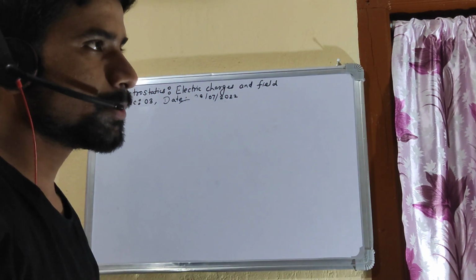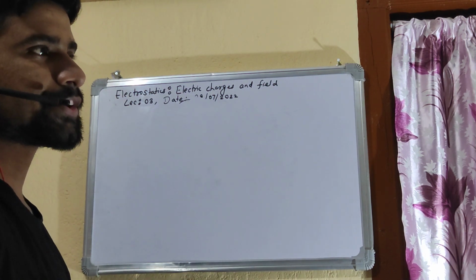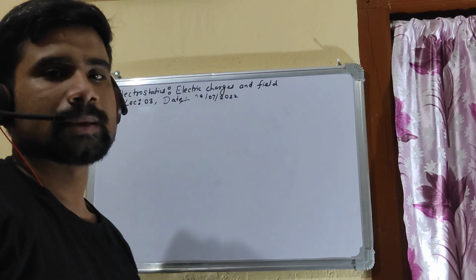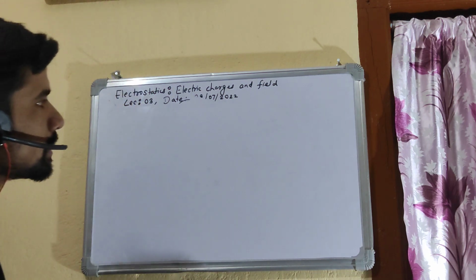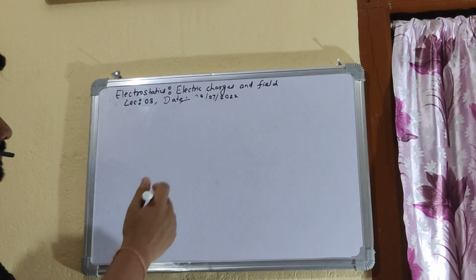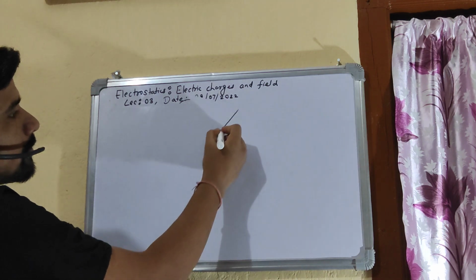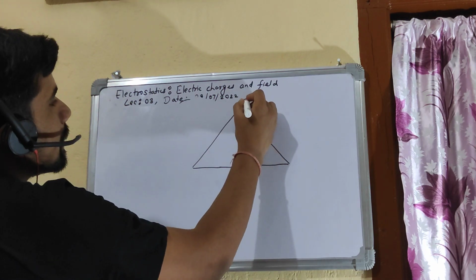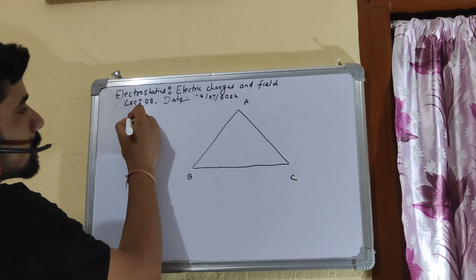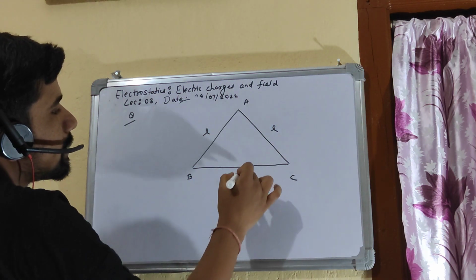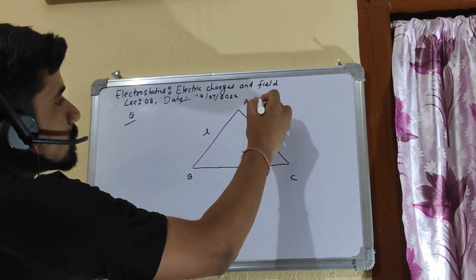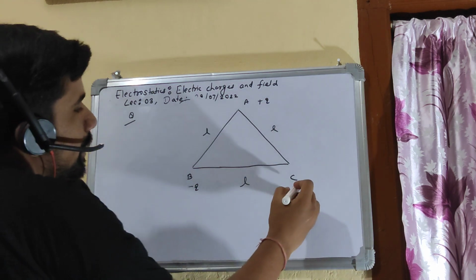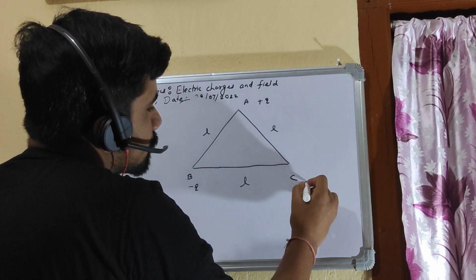Let's go a bit into detail and try to solve one problem. I'll give it as homework. Maybe you can give me the solution tomorrow. Let's start with the same problem we did for force. We have an equilateral triangle A, B, and C. The length of each side is L. At the vertices of the triangle we have charges: plus Q at one, and let's say minus Q and minus Q at the other two.